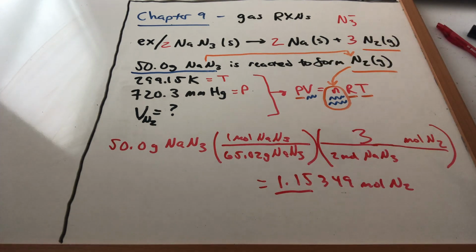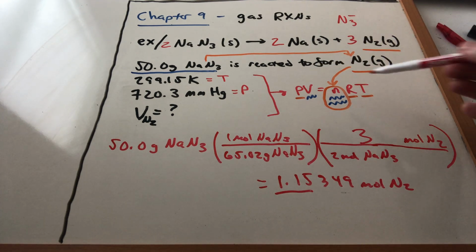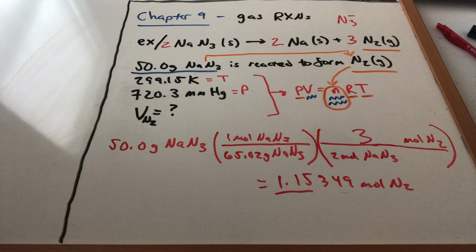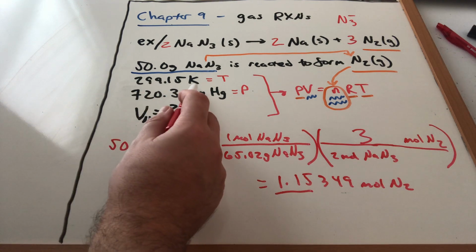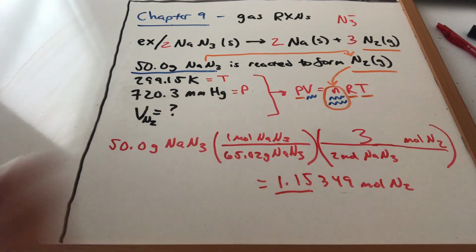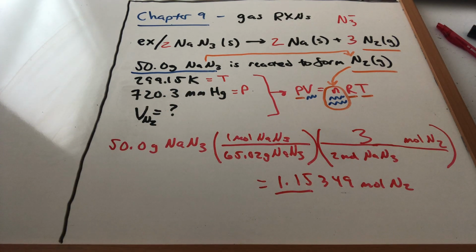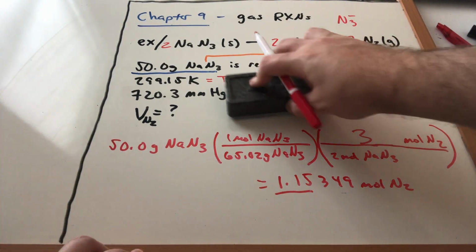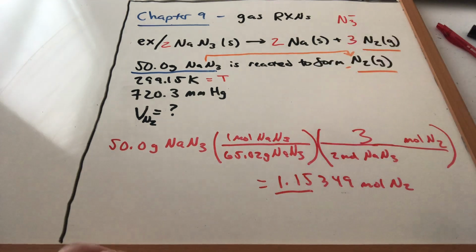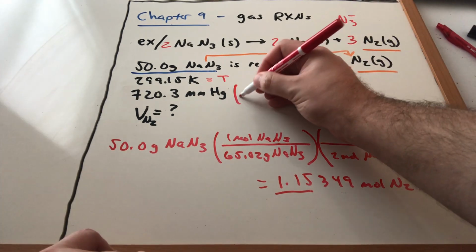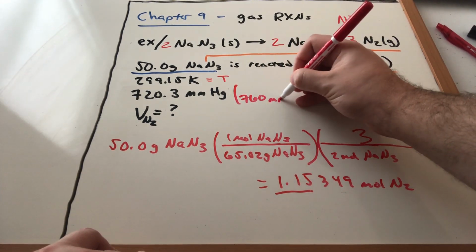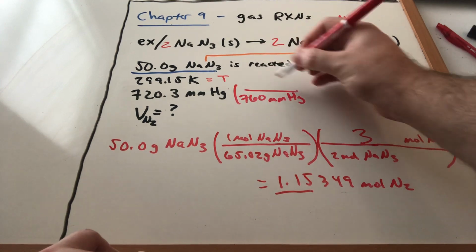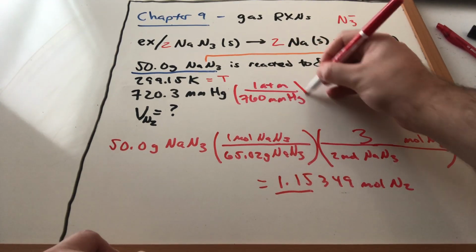Oh man, now I know everything about nitrogen. I know its pressure, I know its temperature, I know the amount of moles, so I'm able to solve for the volume, okay? The one thing that we have to do is, is my temperature in the correct units? Yep. But is my pressure? No. So I have to take this 720 millimeters of mercury and turn it into atmospheres. And so let me do that here. So we know there are 760 millimeters of mercury for every 1 atmosphere.